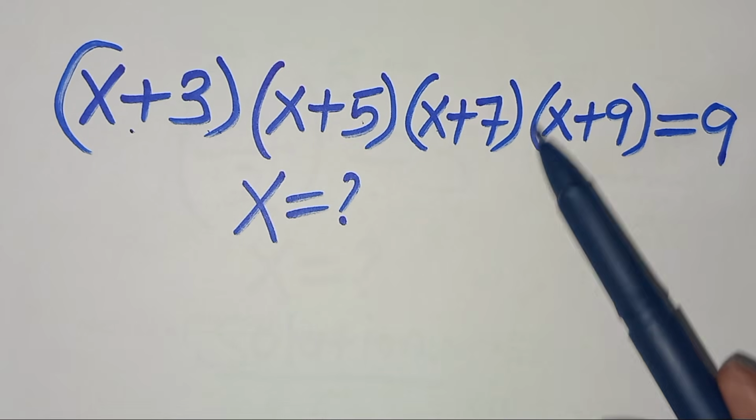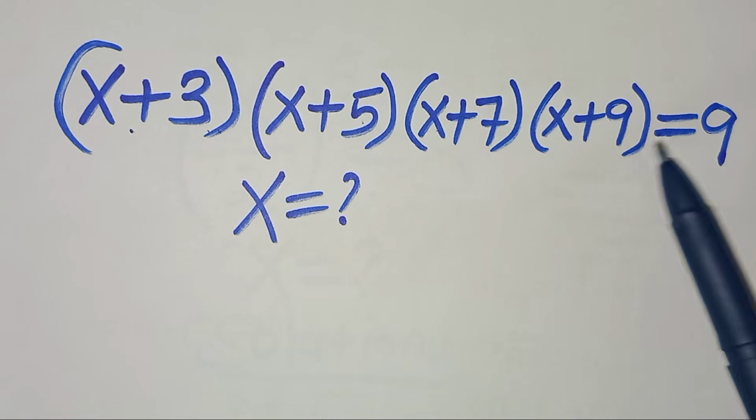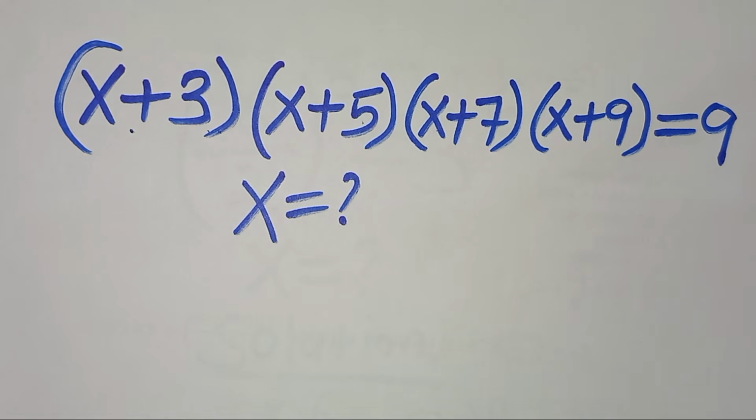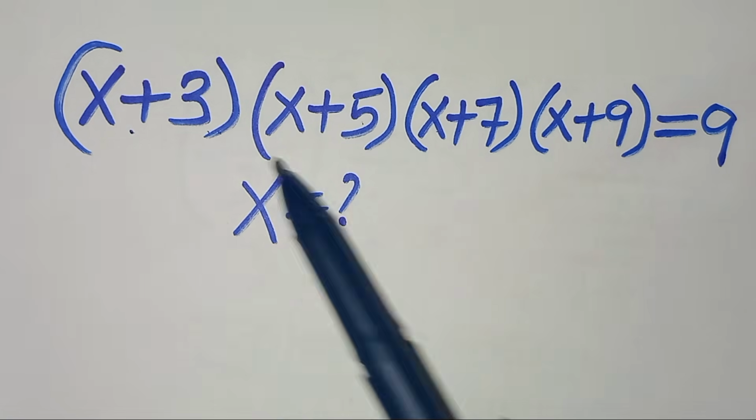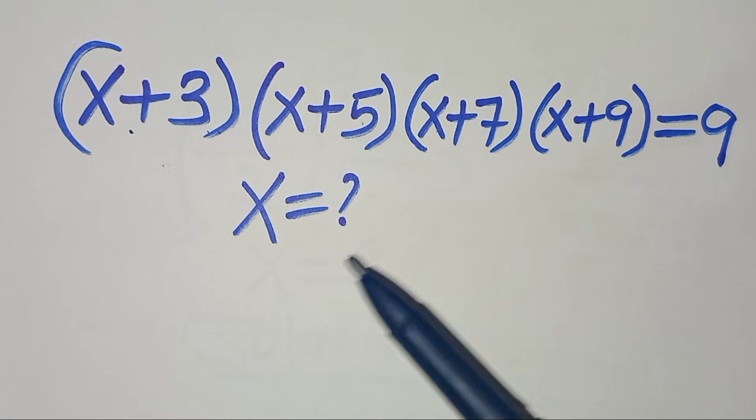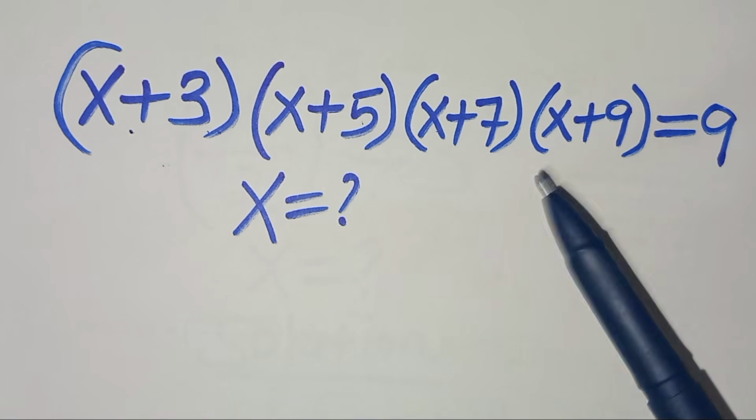Given this beautiful equation, which is (x + 3) multiplied by (x + 5) multiplied by (x + 7) multiplied by (x + 9), and this is equal to 9, how many values of x do we have? I know many of us can solve this problem only using the expansion method.